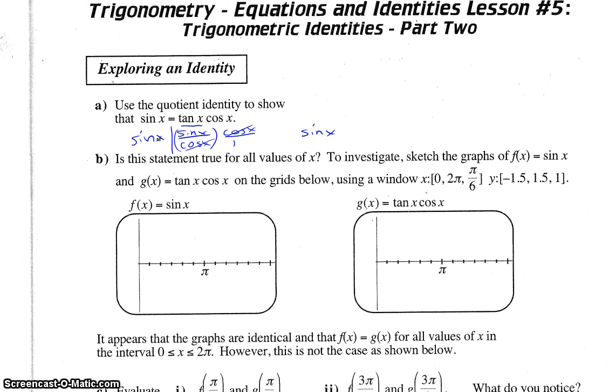Part B says, is this statement true for all values of x? Well, let's take a look at that. We're going to investigate that with a couple of graphs. So let's bring up our calculators and we're going to graph in y1 sine x and in y2 tan x cos x. Now above we've just kind of shown they're equal, so let's see what that looks like on a graph if they're equal. Set your window settings 0 to 2 pi and negative 1.5 to 1.5 for y. Go ahead and pause your video and let's do that.